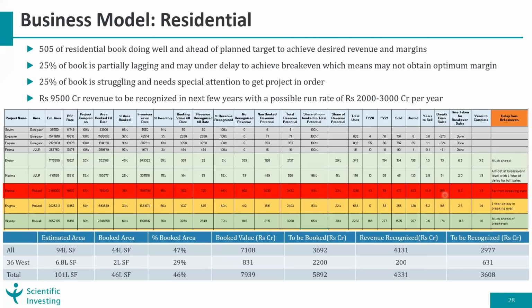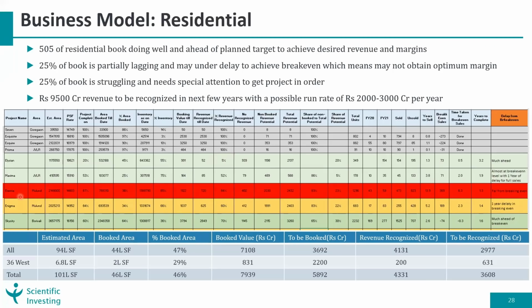And even if they have to reach a break-even level, they have to sell 369 more flats, which means it will take them almost 6 years. Whereas 67% kaam khatam ho chuka hai, agle ek-dedh saal mein pura project khatam kar denge. Which means agar ye apna sale rate nahi badhate hain, to 5 saal lagega break-even tak hi pahunchne mein. So this is a very, very bad scenario, and they have not done well in Mulund market.